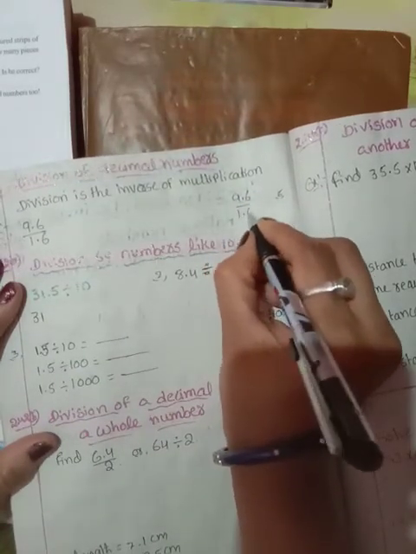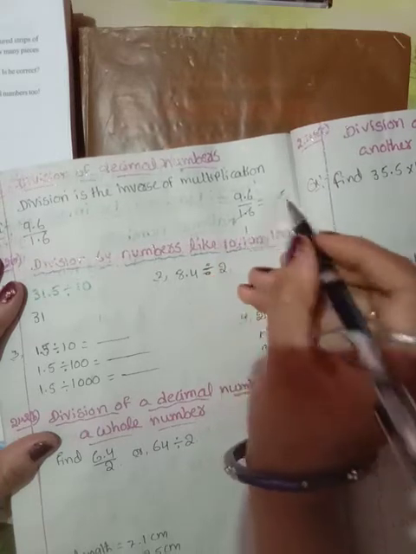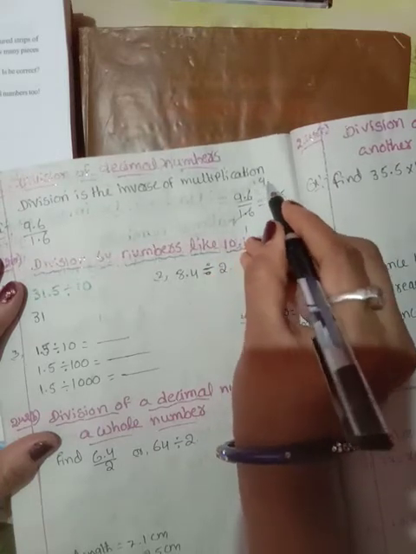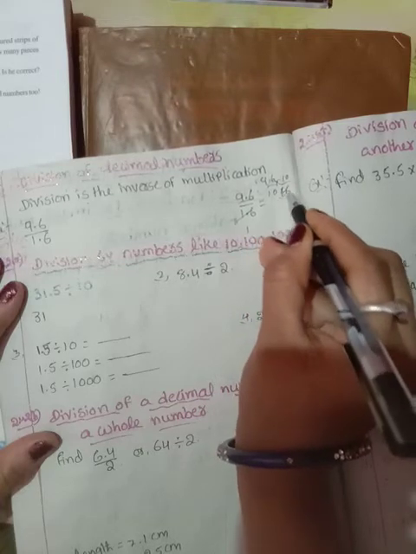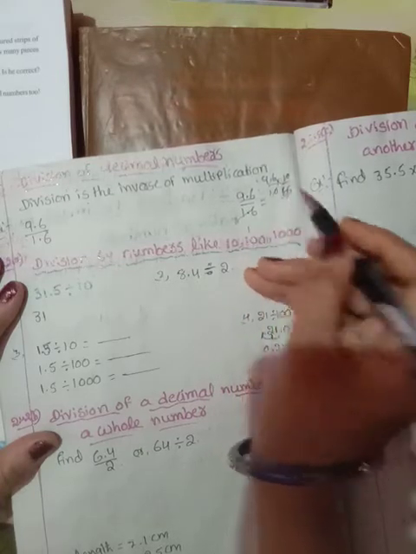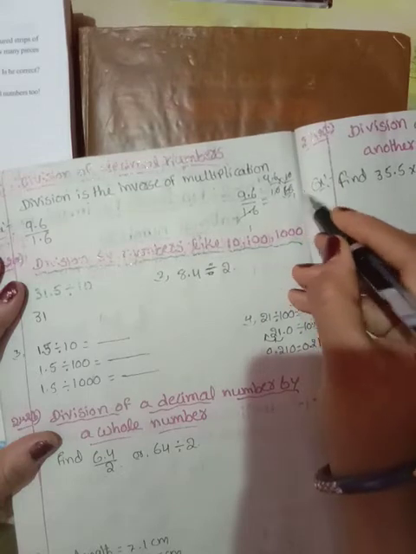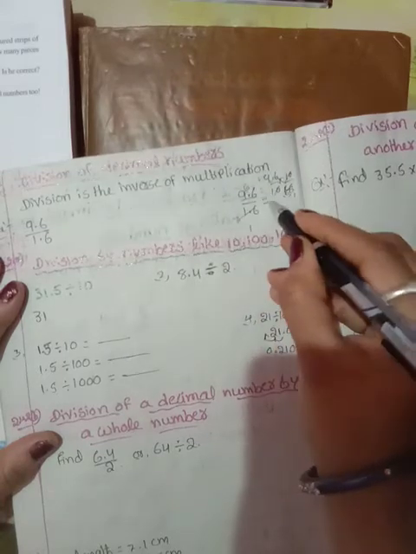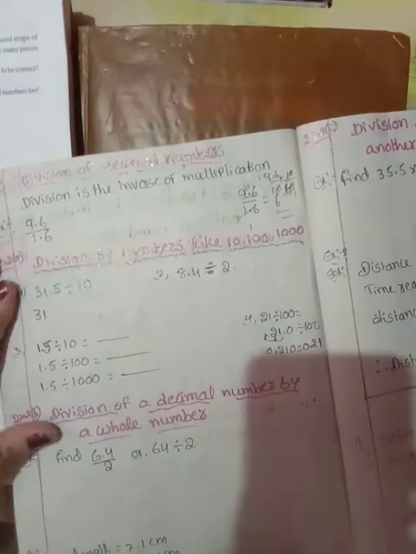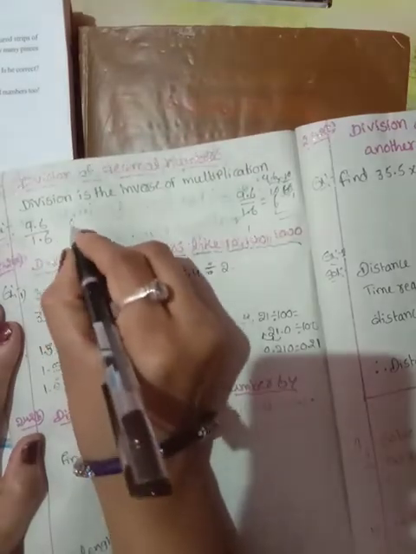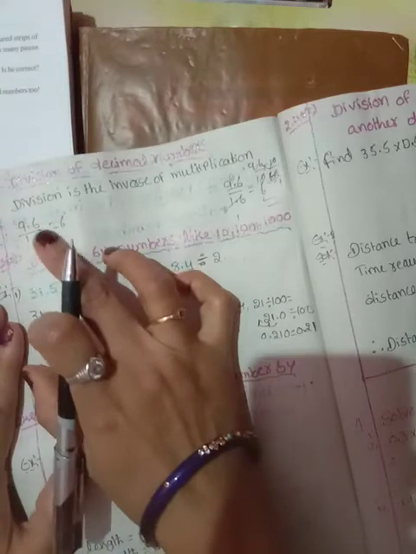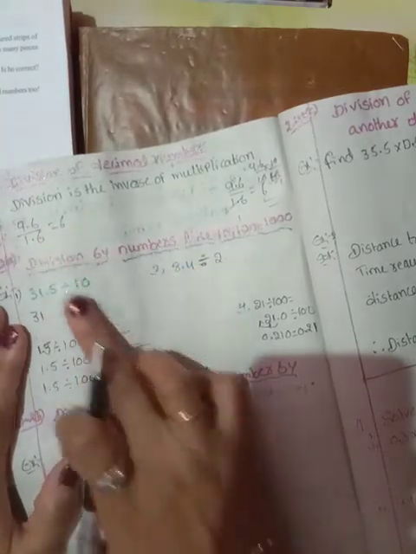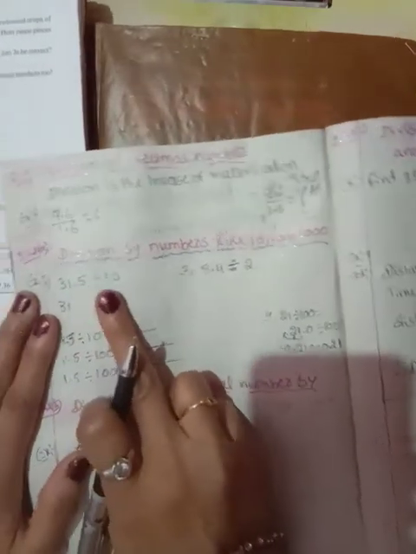9.6 by 1.6 means 96 by 10 and 16 by 10. So the 10s cancel. 16 times 6 is 96, so the answer is 6 only. Okay, this is the division of the decimal numbers. And next is another new method.